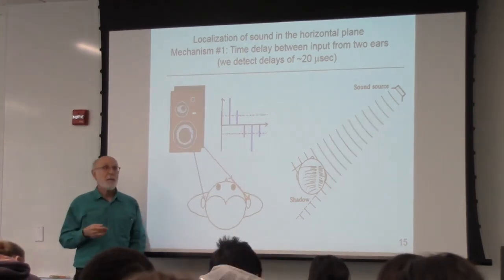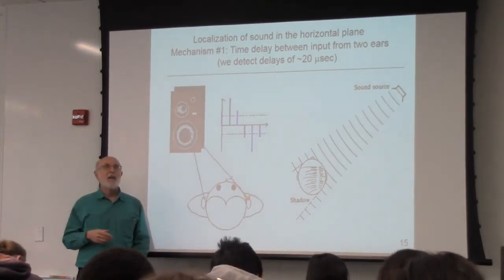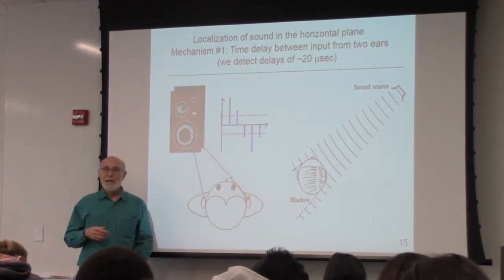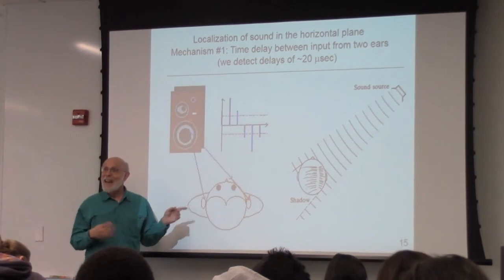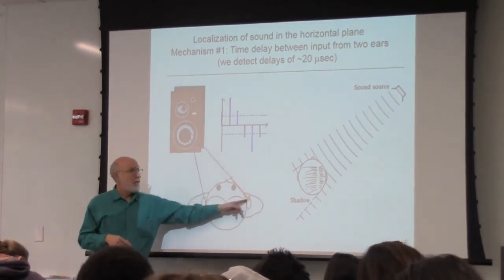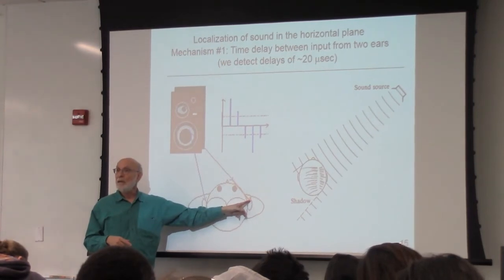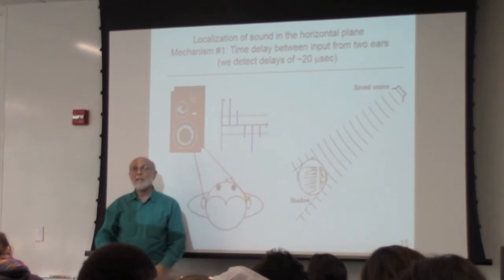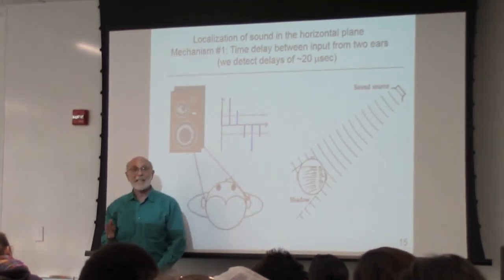Sound has a speed, right? It travels at 600 miles an hour or something like that. So it takes a tiny fraction of a second longer for the sound to reach one ear than to reach the other ear if the sound is off the center. If the sound is right in the center, it's reaching both our ears at exactly the same time.